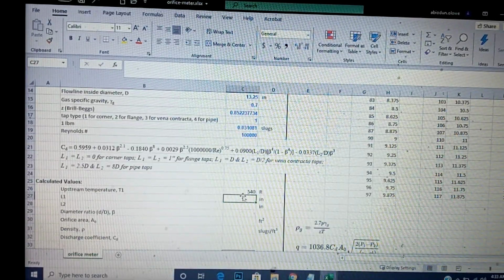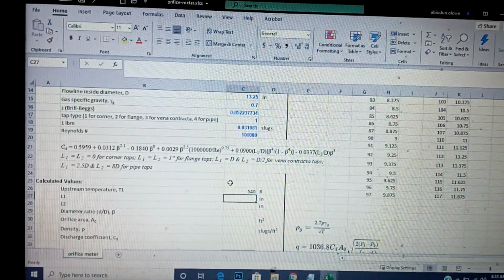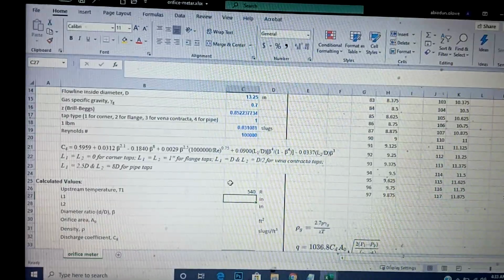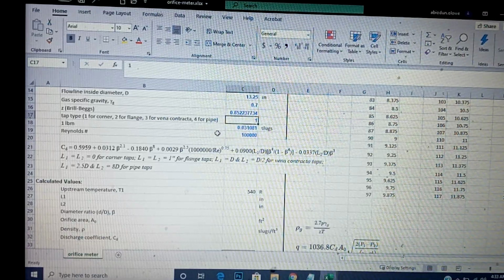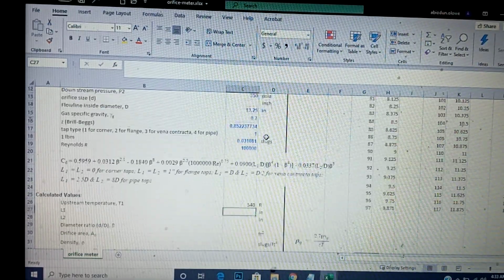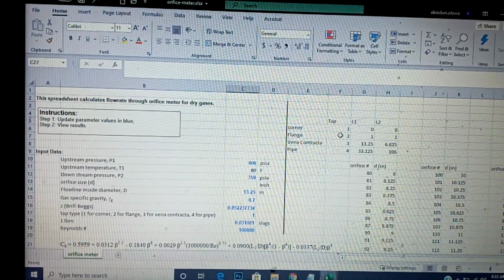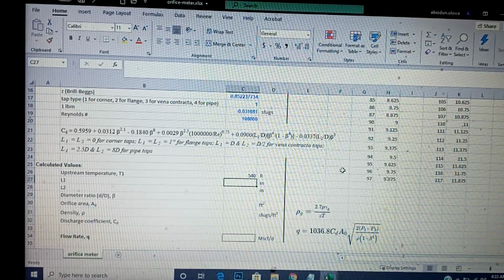Now the next one is L1. Excel should be able to put in the value of L1 whenever I change the tab type. So how am I going to do that? I can use if, but if I use if, it's going to be a lot of ifs. If equal 1, if equals 2, that's a lot. There's a short function in Excel which I don't need to do all those.